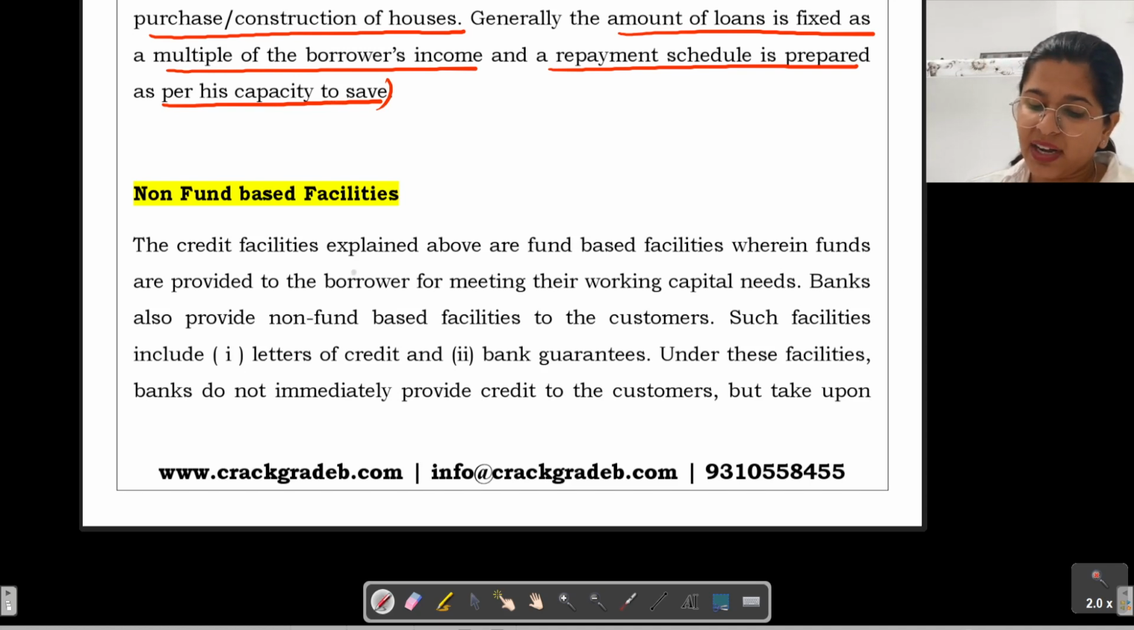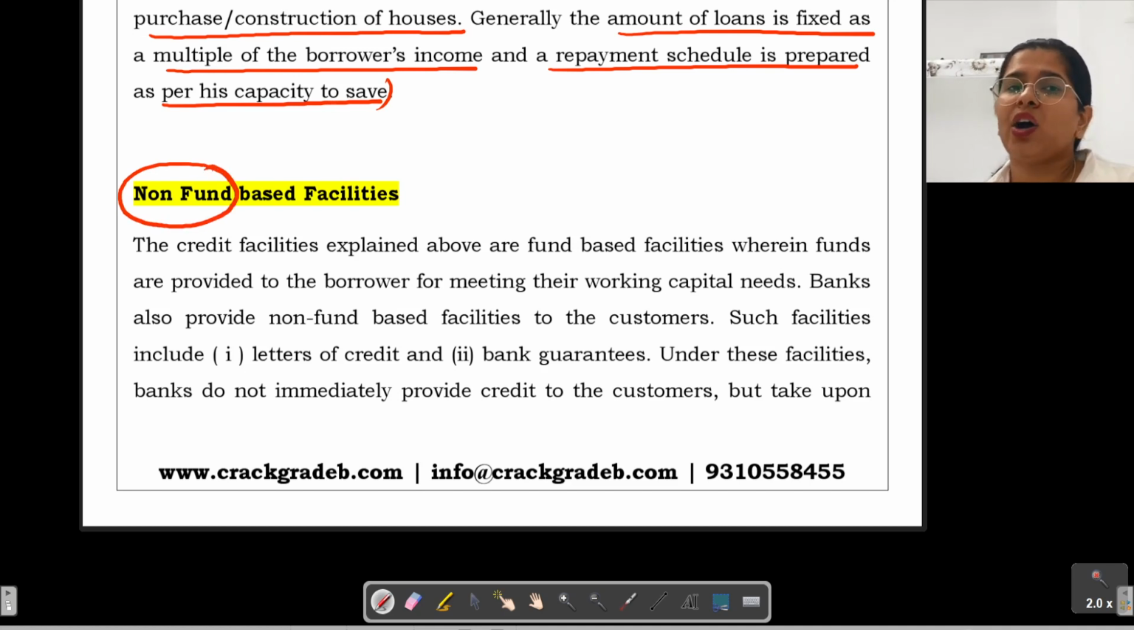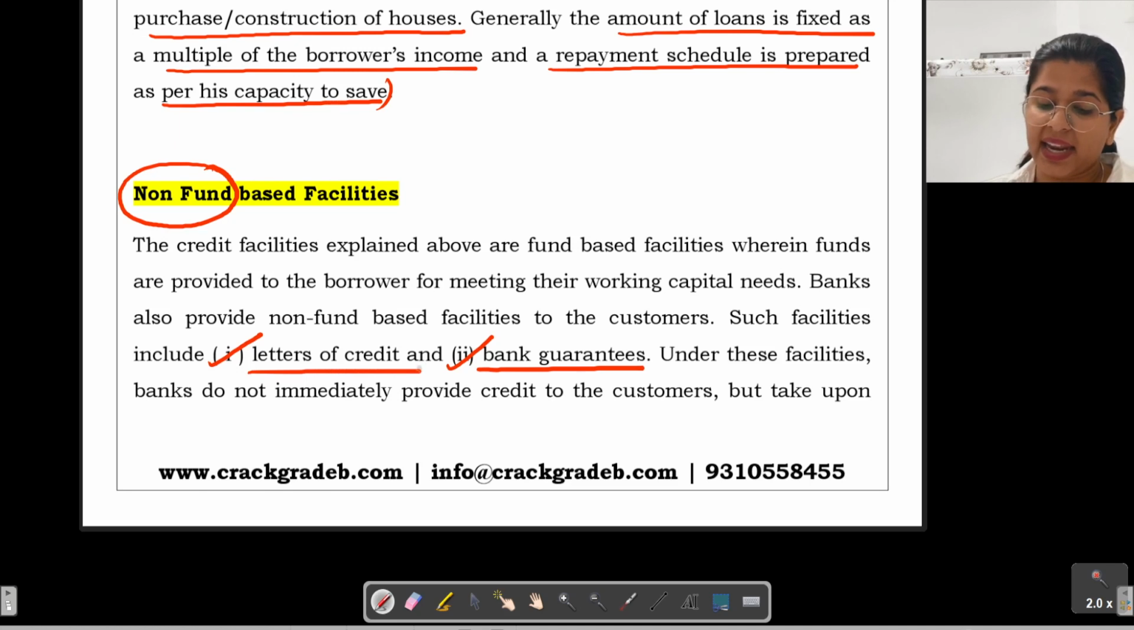So these kind of credit facilities are non-fund. That means the bank is right now not giving any funds out of its treasury, but at a later date there may be a liability that can arise. For example, we have two options over here. One is the letter of credit and the other one is the bank guarantee.